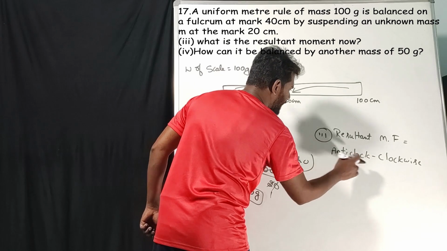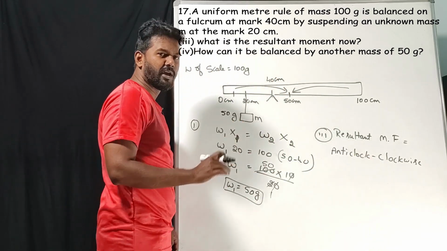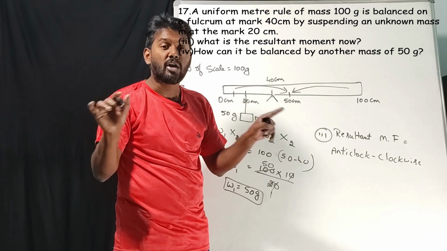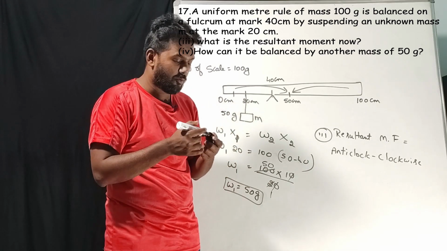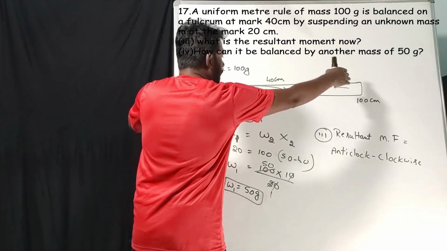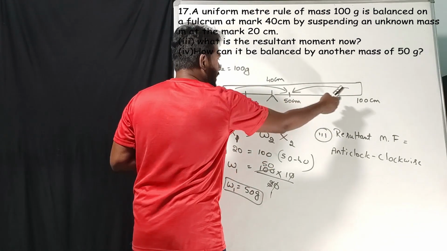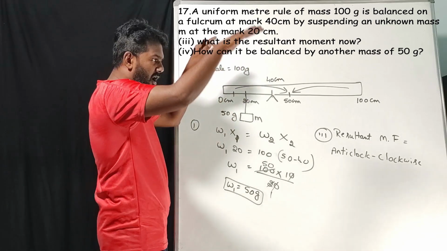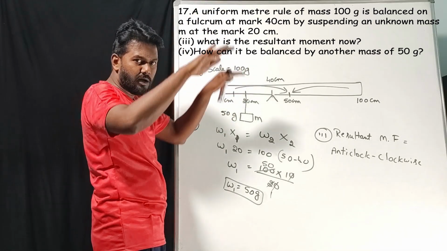Now anti-clockwise, why are we using the minus symbol? The resultant is not always negative, it may be positive. Why are we using the negative symbol? Because we have loads on both sides, correct? This side load is nothing but the weight of the roll. So both the rolls are acting downwards.